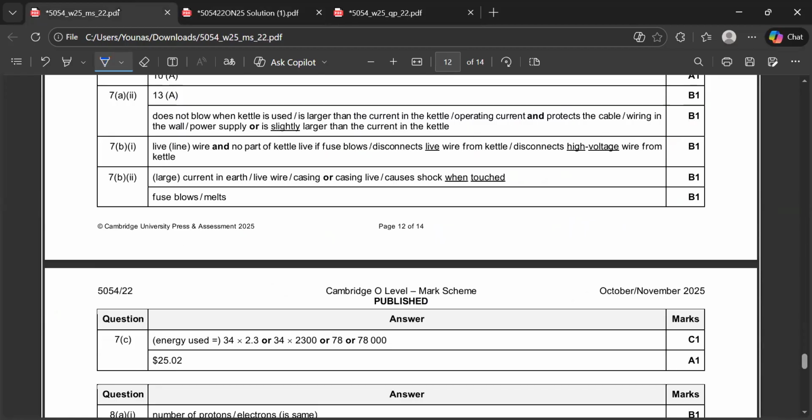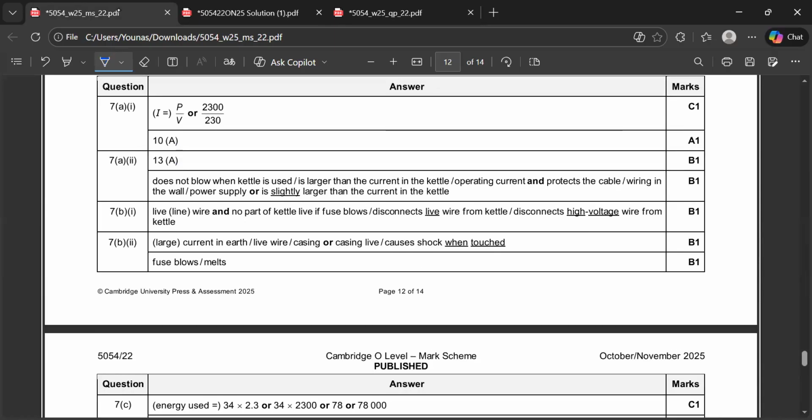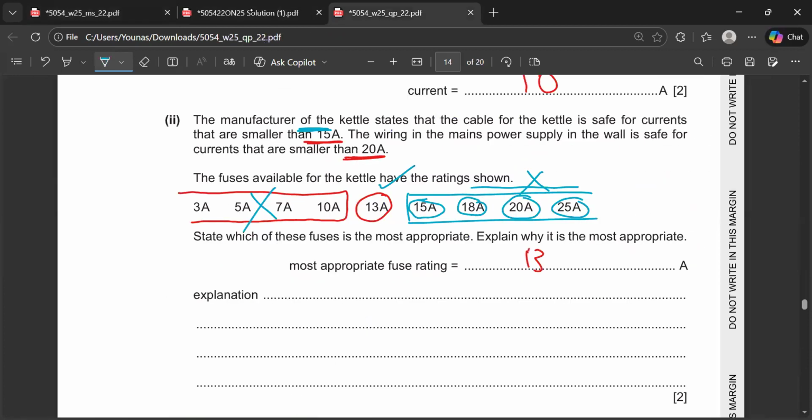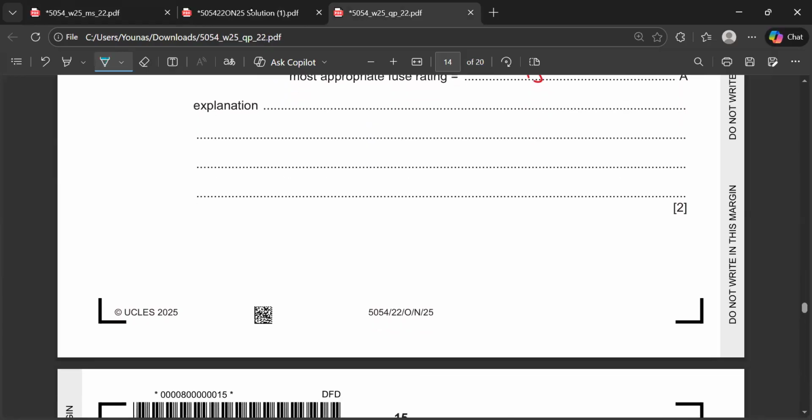Large current in the earth live wire. Sorry, where is that? Yeah, here we have. He says does not blow when the kettle is used in larger than the current in the kettle operating current and protects the cable. Wiring in the wall power supply is slightly larger than the current in the kettle. So this is their answer. And this is the answer which I wrote. I hope you can write a better answer. So let's go to the next part.